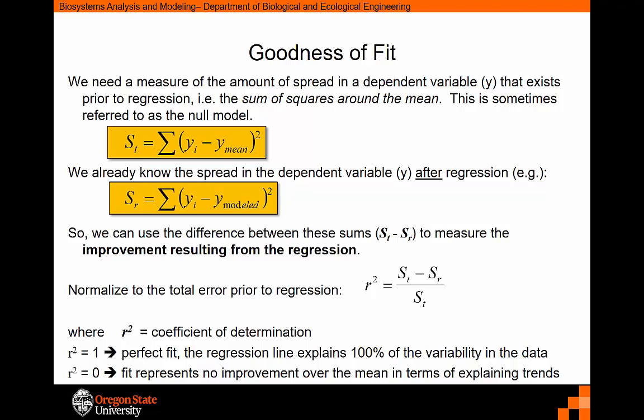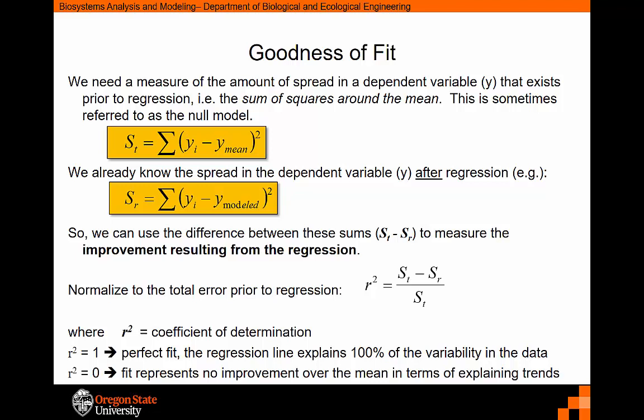We can normalize this statistic by dividing by the sum of the squares around the mean to generate a unitless measure of error that captures the percent of the variability of the observed data explained by the model. This is termed the R-squared value, also called the coefficient of determination. A perfect fit between model and observations results in an R-square of 1.